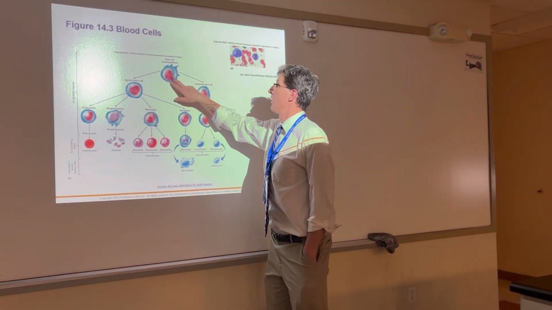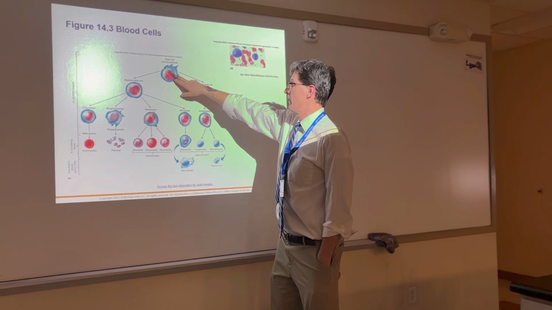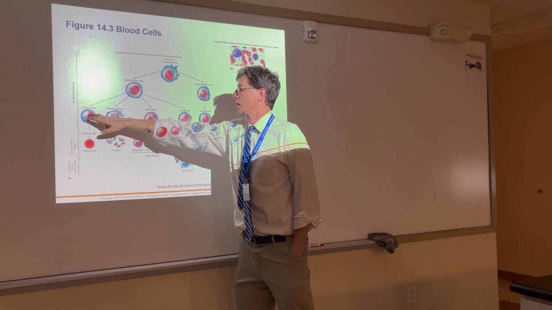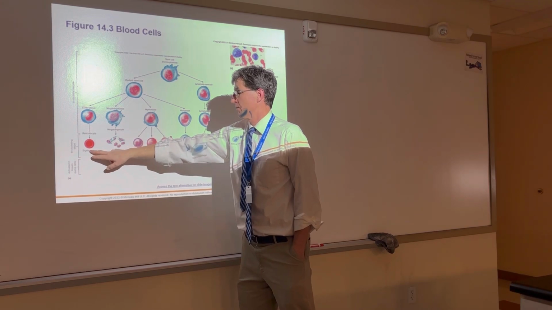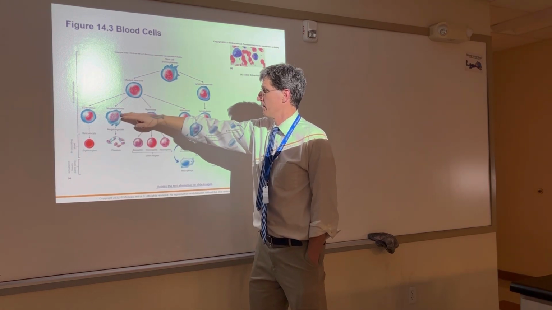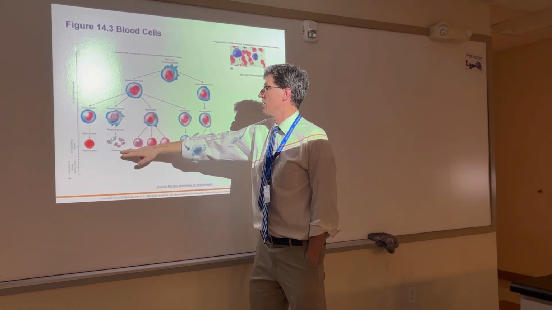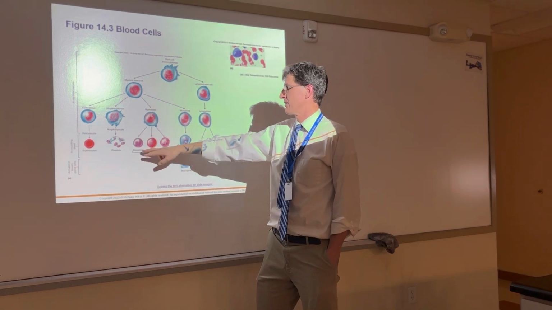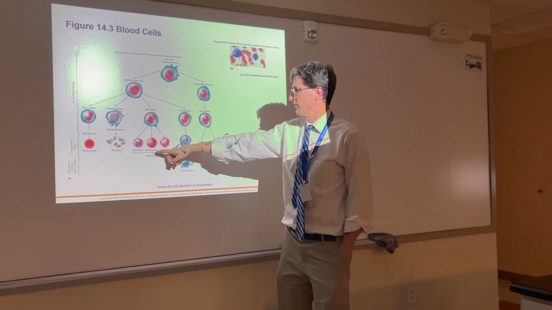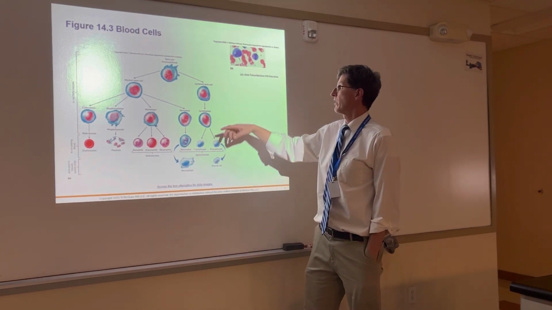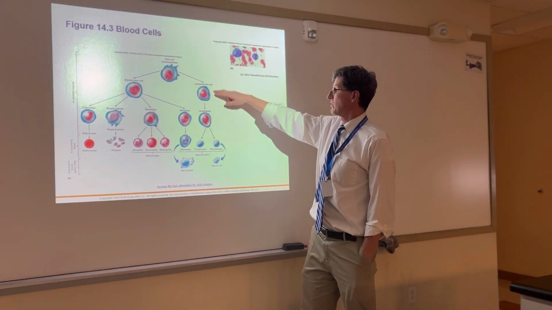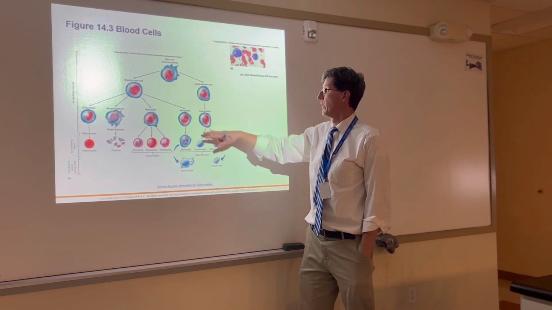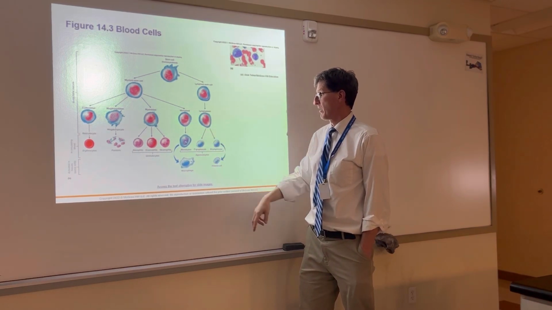So we have our stem cells in the bone marrow, and then we have myeloid stem cells that will turn into erythroblasts that will become erythrocytes, megakaryocytes, which then produce platelets. We have the myeloblasts that make the basophils, eosinophils, and neutrophils. And then we have the lymphoid stem cells that are going to turn into our white blood cells, or T cells, or B cells, and monoblasts, which make our monocytes.